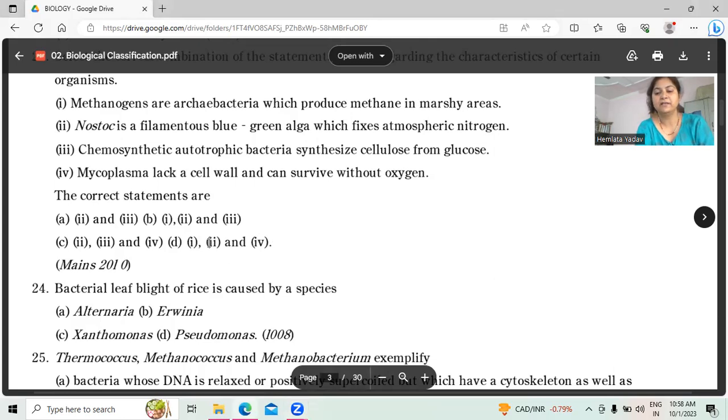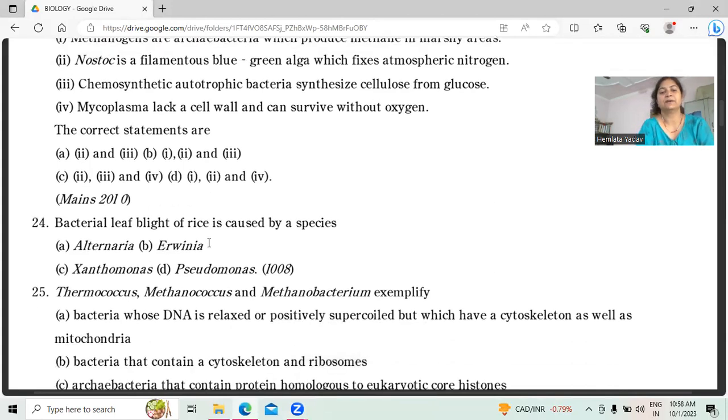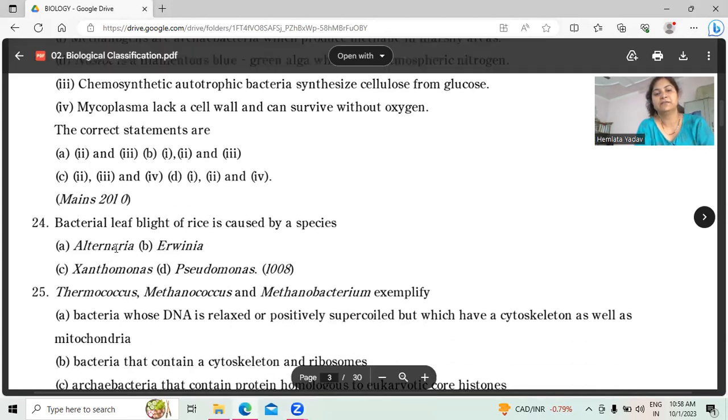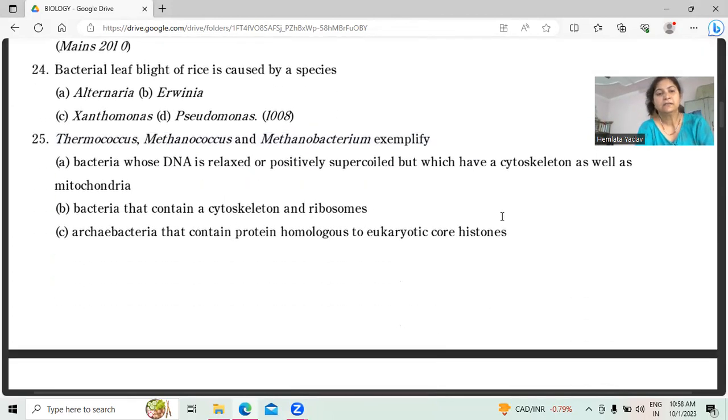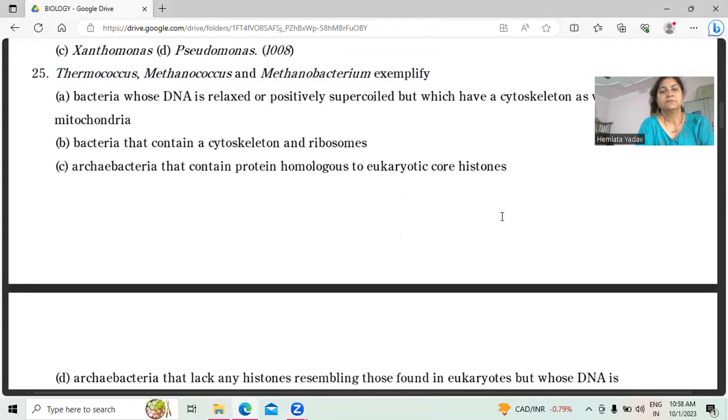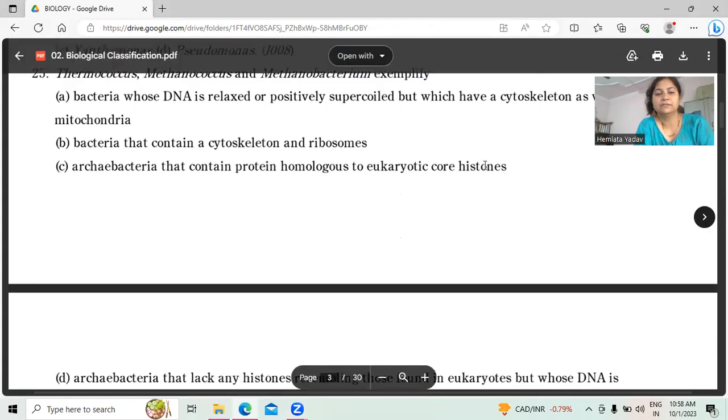Now, bacterial leaf blight in rice is caused by which of these? Bacterial leaf blight is caused by Pseudomonas. Next, Thermococcus, Methanococcus, Methanobacterium. We will say that they are archaebacteria. All of them will be archaebacteria.